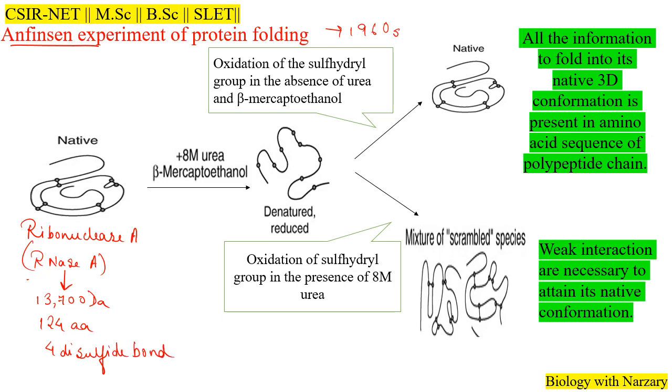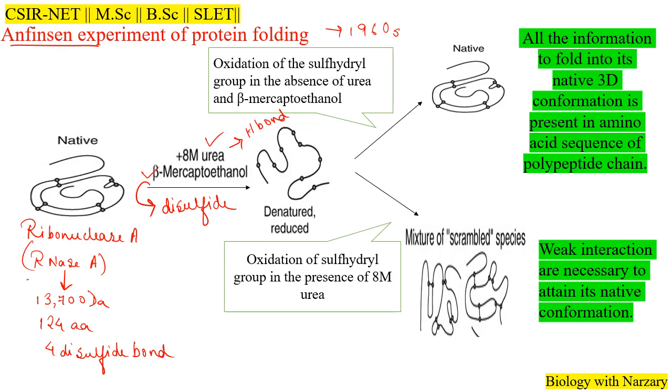Now what he did is that he treated this native ribonuclease A with urea and beta mercaptoethanol. Urea is a denaturing agent and can break hydrogen bonds of the protein structure, and beta mercaptoethanol, since it is a reducing agent, breaks the disulfide bonds of the protein structure. So when ribonuclease A is treated with beta mercaptoethanol and urea, the protein becomes denatured or reduced, and all its 4 disulfide bonds have broken down.